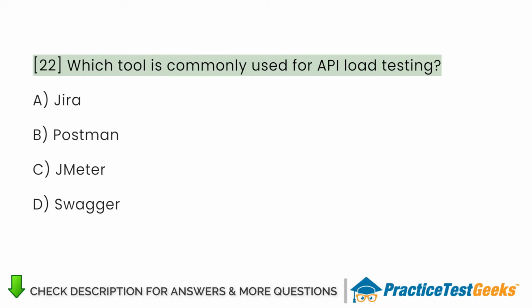Which tool is commonly used for API load testing? A. Jira. B. Postman. C. JMeter. D. Swagger.